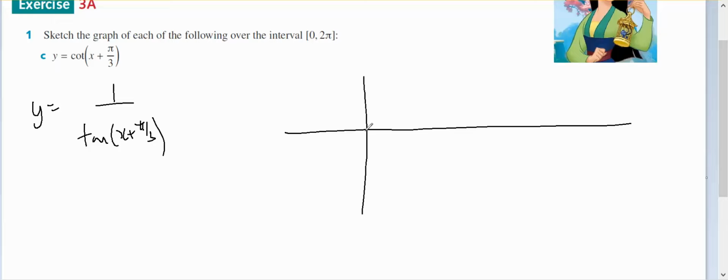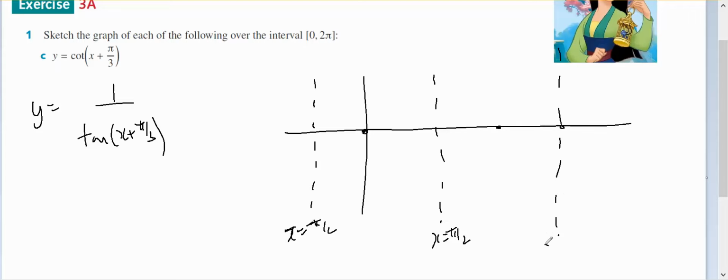Okay, so the tan of x will have asymptotes at minus pi on 2 and x equals pi on 2, and then that's pi, and then 3 pi on 2, and there is my 2 pi.